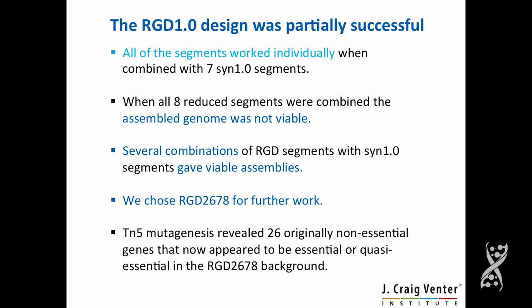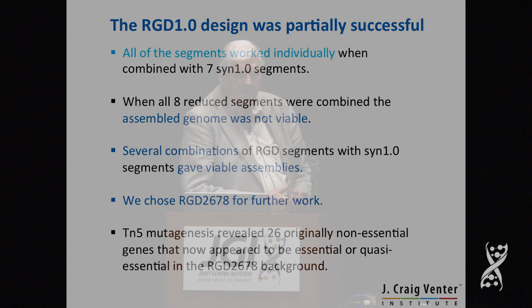The thing worked. All of the pieces worked. But when we combined them together, only certain combinations worked. And we picked one which seemed to behave pretty well, which we called RGD, that's Reduced Genome Design, segment 2, 6, 7, and 8. So it had 4 of the reduced segments and 4 of the wild type segments and 1 segment.